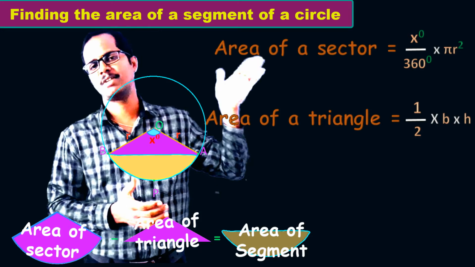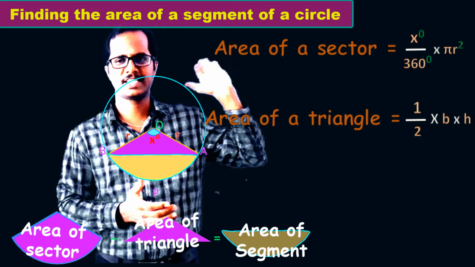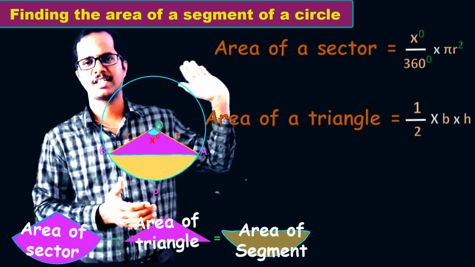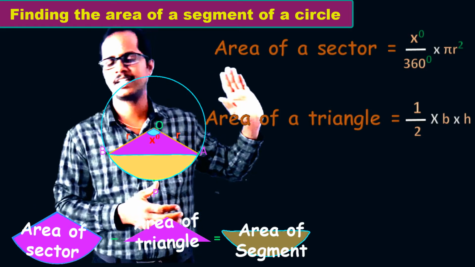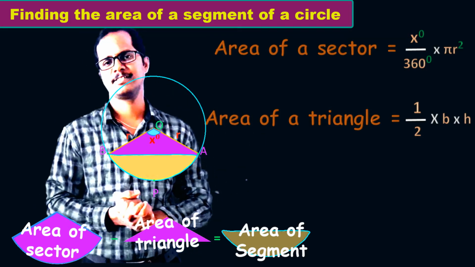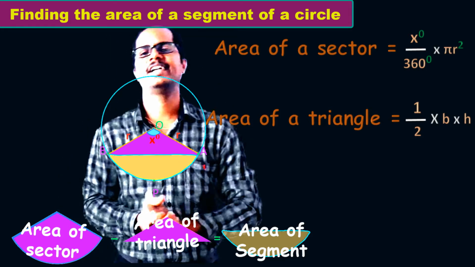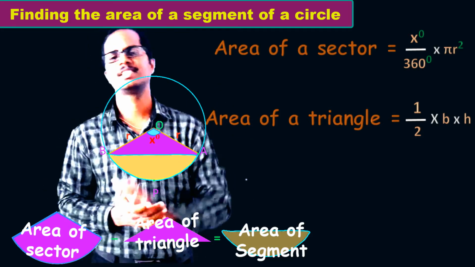So the common formula is half into b into h, where b is the base of the triangle and h is the corresponding height of the triangle. Using this formula, we can find the area of a segment of the circle.